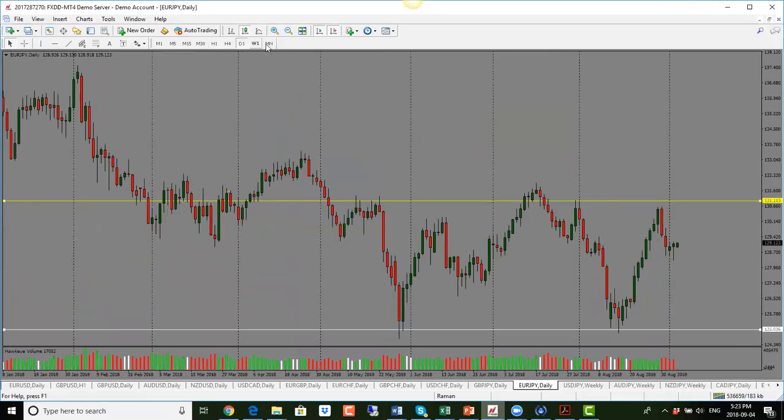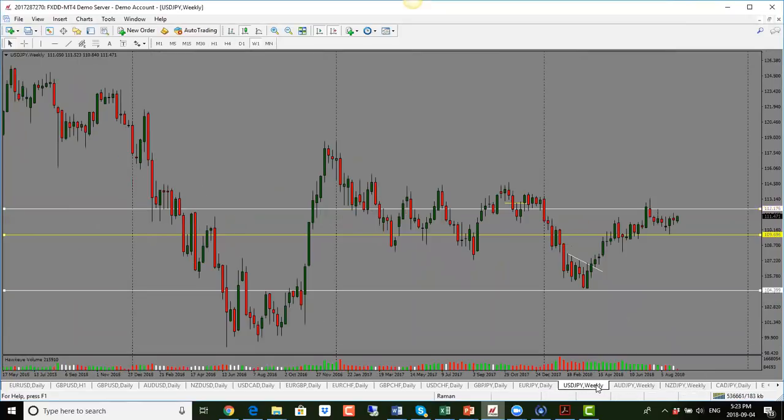Euro yen looking bullish here as well. We have a bullish pin bar, so looking for price to go up. Target here is a 129.80 level to the upside. So bullish bias for Euro yen.